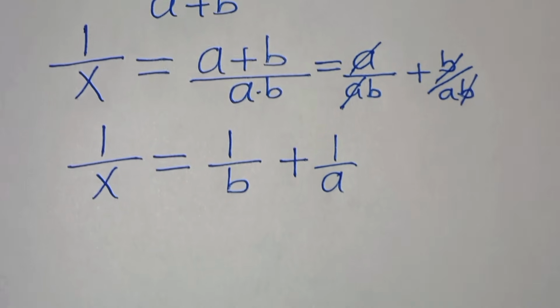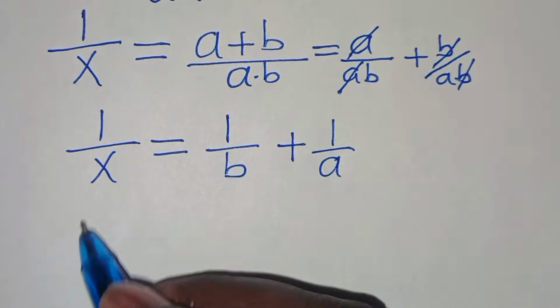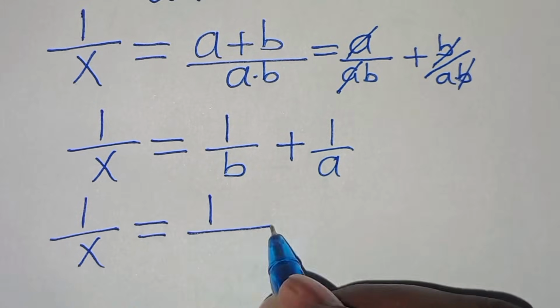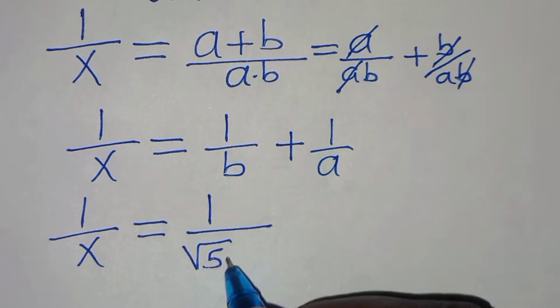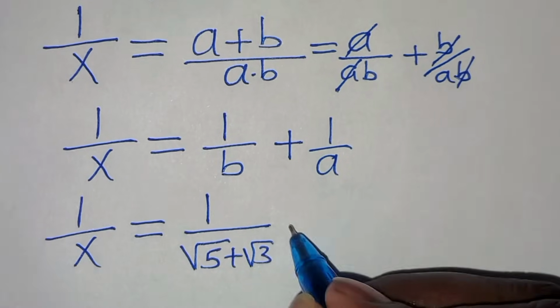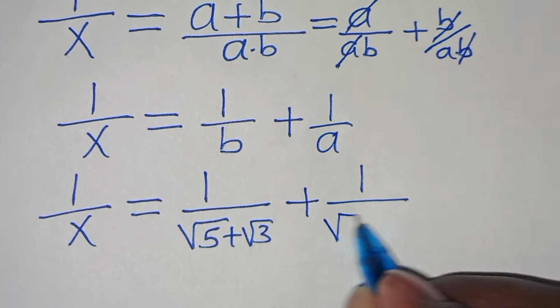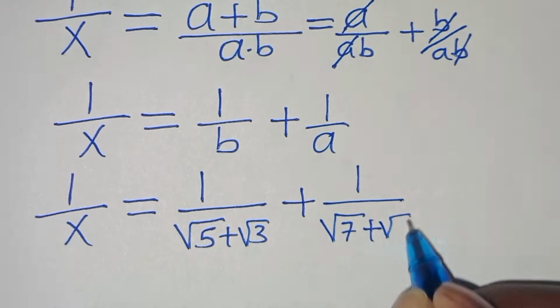So let's substitute b here, so that you have 1 over x equal to 1 over square root of 5 plus square root of 3, then plus 1 over a, which is square root of 7 plus square root of 5.